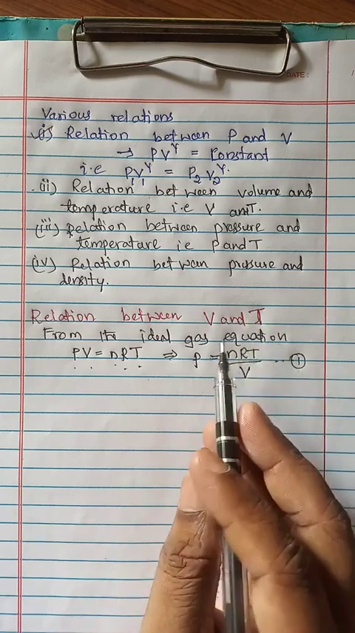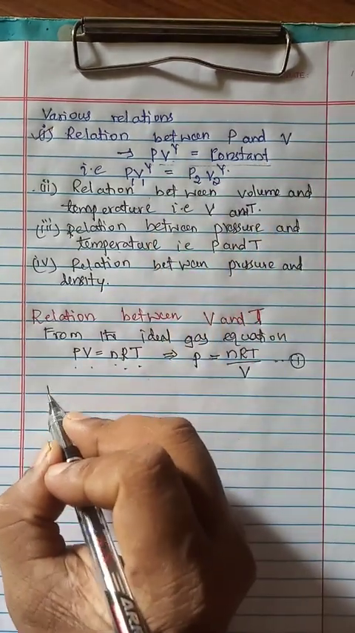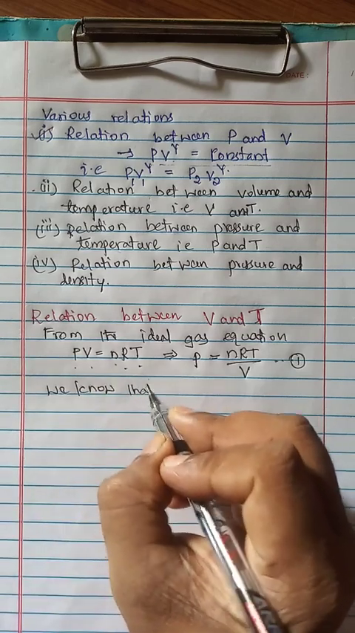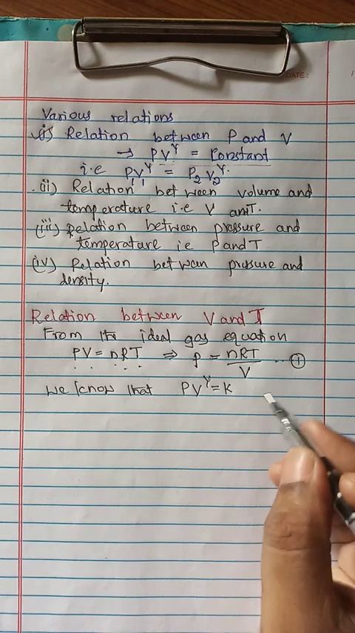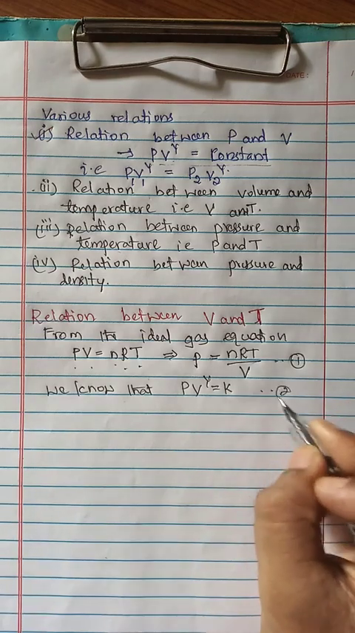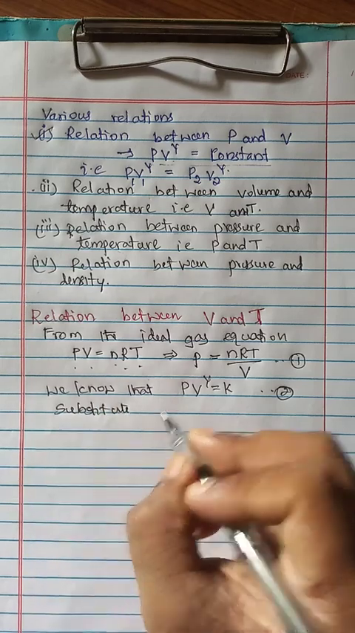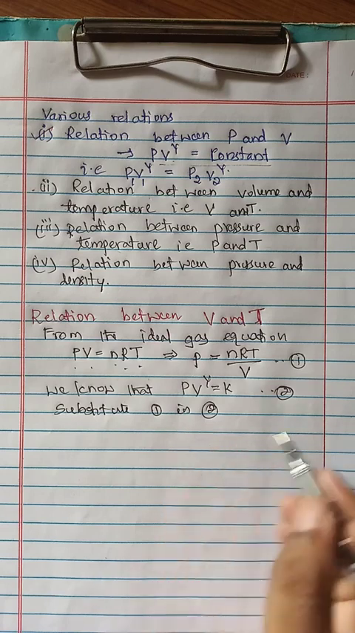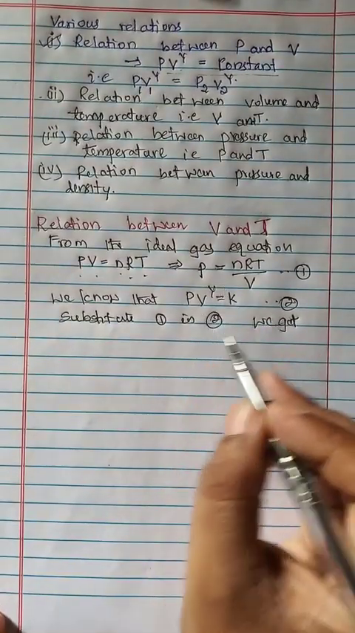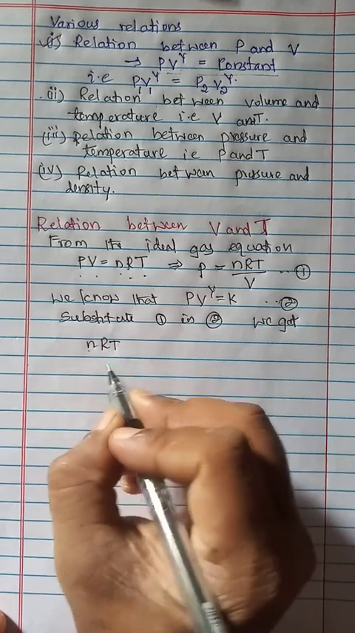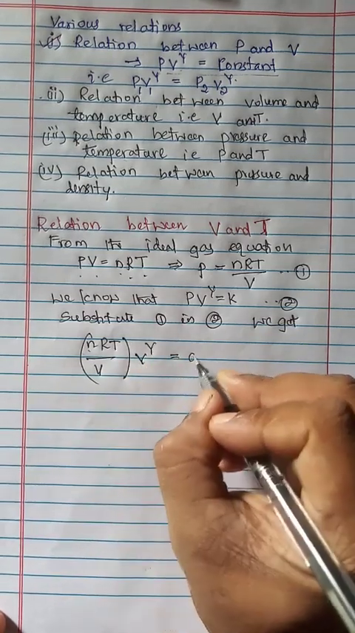Now from the adiabatic process, the previous equation we studied, PV to the power gamma is equal to constant. Let us call it 2. Substitute 1 in 2. What we get is, P is nothing but nRT by V. This is P. P times V to the power gamma is equal to a constant.